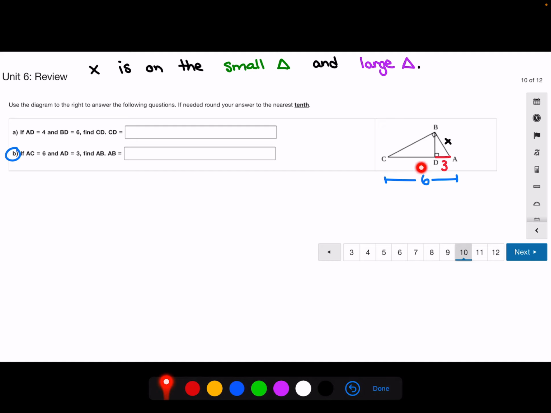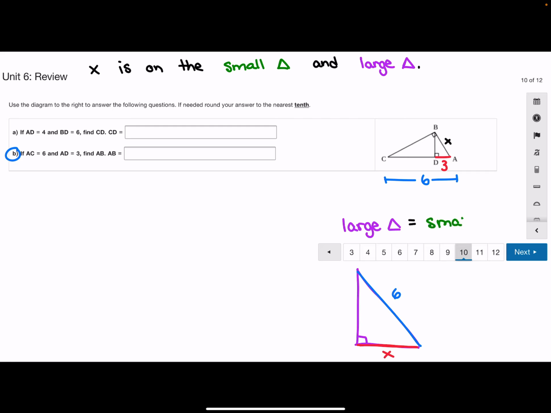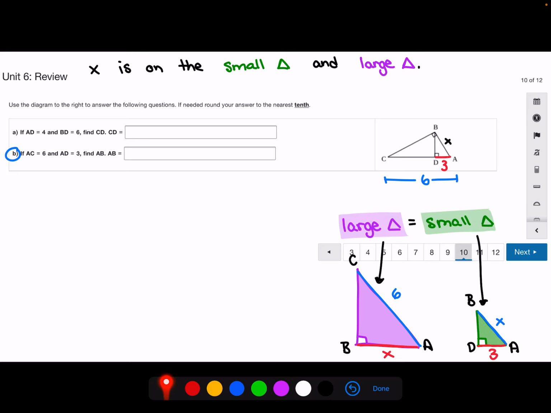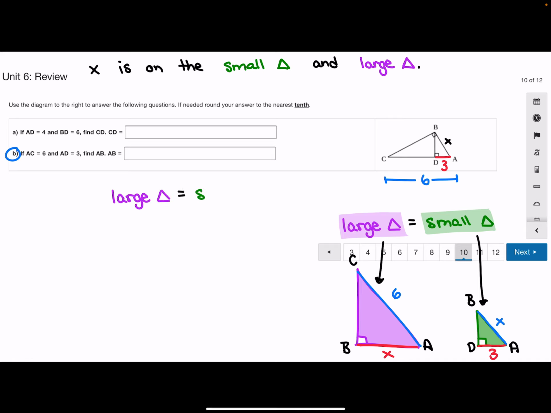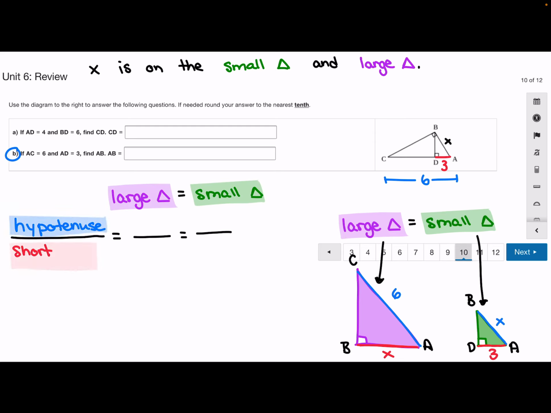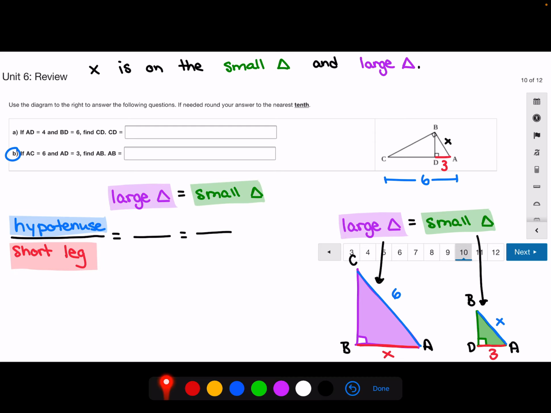I'm just going to go ahead and bring them down so that we can draw them out and see all the information. So I have my large triangle and I have my small triangle. My large triangle has a hypotenuse of 6 and it has a small leg of x. Meanwhile, my small triangle has a hypotenuse of x and a small leg of 3. So what that means is I can set up a ratio of hypotenuse over small leg. This will give us 6 over x equals x over 3.